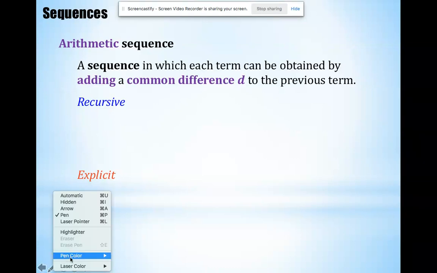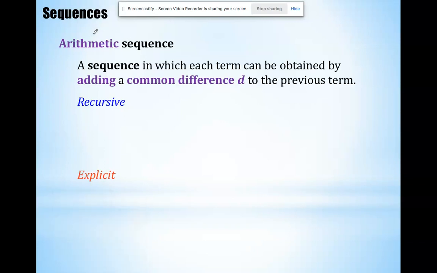Arithmetic sequence. What was the word I told you to think of with arithmetic? Arithmetic, right? Add. Each term is obtained by adding something that sounds kind of funny, but common difference, and we call that common difference d, to the previous term.